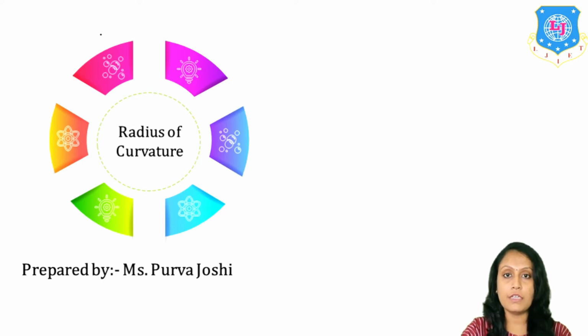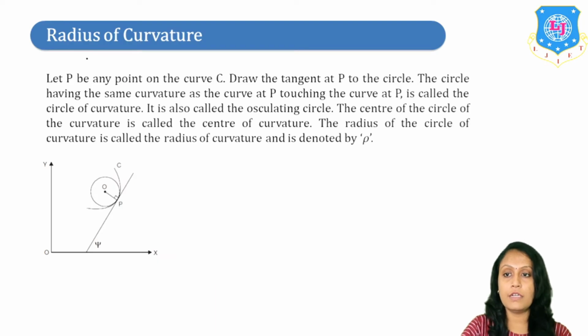Today we are going to study a topic named radius of curvature. So let's begin with the radius of curvature. Let P be any point on the curve C. Okay, now draw the tangent at P to the circle.